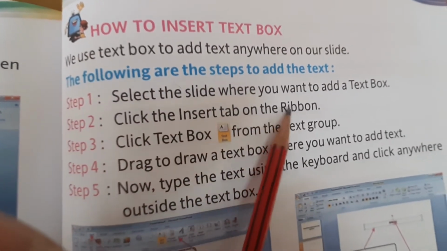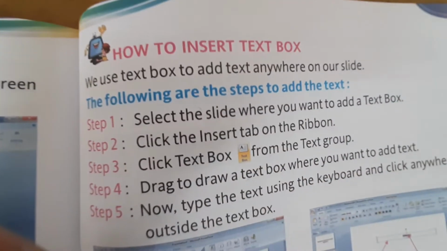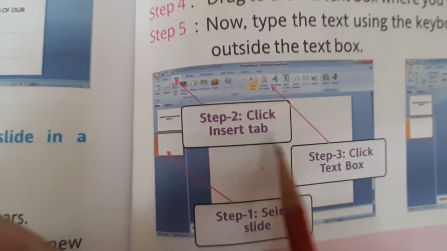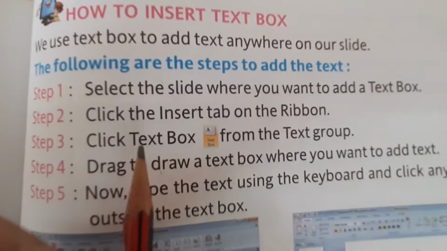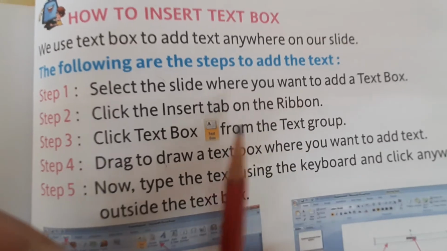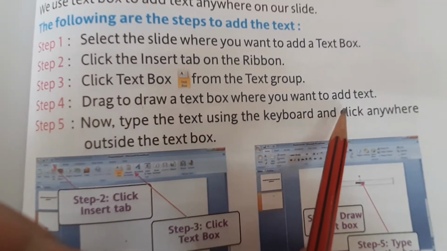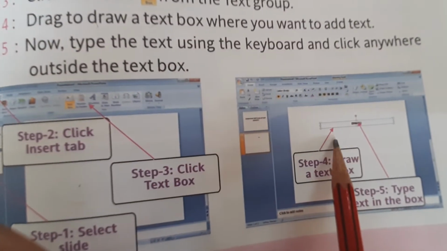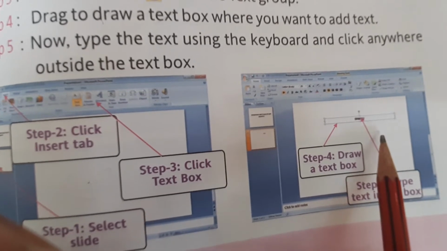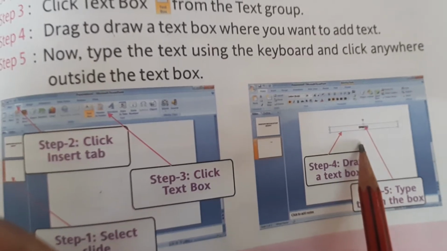The following are the steps to add the text. Select the slide where you want to add a text box. So we have selected a blank slide here. Now click Text Box from the Text group, then drag to draw a text box where you want to add text. Here it is being dragged and a text box is added here, just like the placeholders that we have seen in the previous layout. Here also a rectangular box is there.